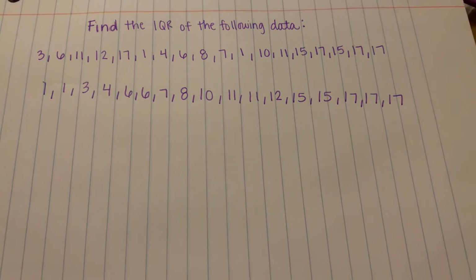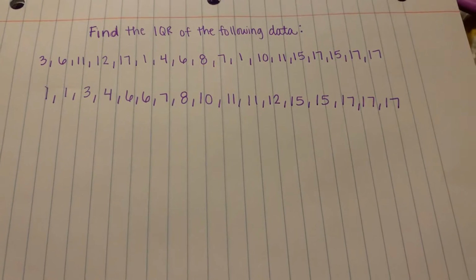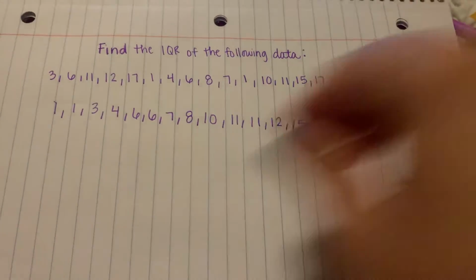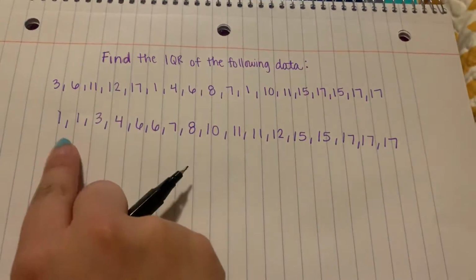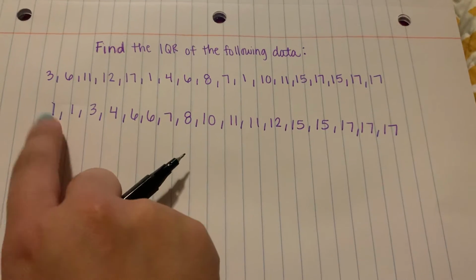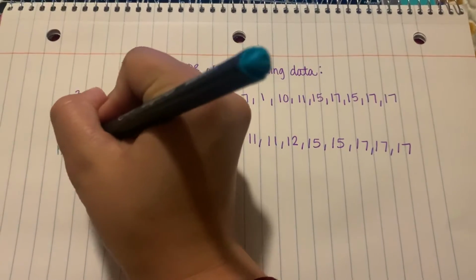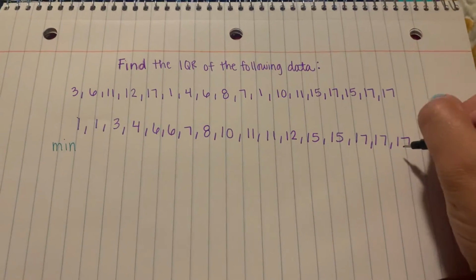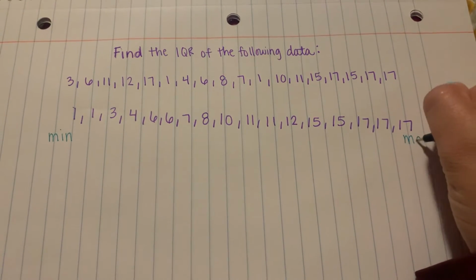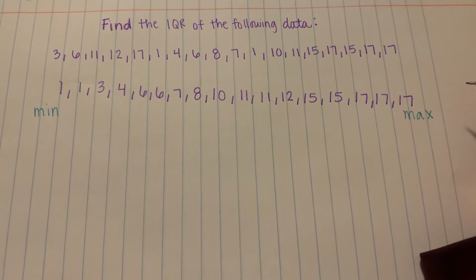To find the IQR, I know that I need to find the difference of the top half and the bottom half. However, I don't know that yet. So let's go ahead and name our data. I know that my first number is the smallest number in the data set. I'm going to call this number my minimum. And if that is my minimum, then my last number, or my largest number, should be the maximum. So my minimum is 1 and my maximum is 17.